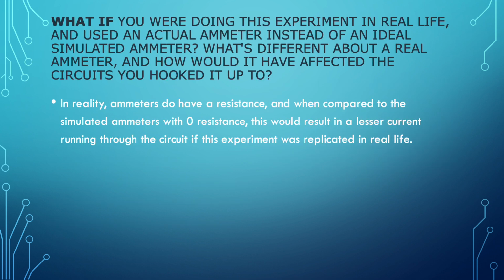Moving on to what-if questions. If this experiment was done in real life and a real ammeter was used instead of the simulated ammeter, there would be a difference because in reality, ammeters do have a resistance, and when compared to the simulated ammeter with zero resistance, this would result in a lesser current due to a greater resistance running through the circuit.